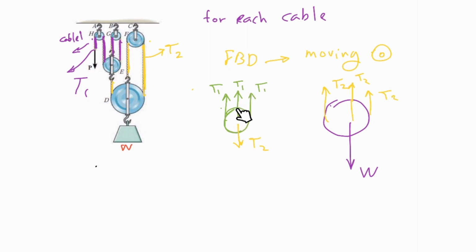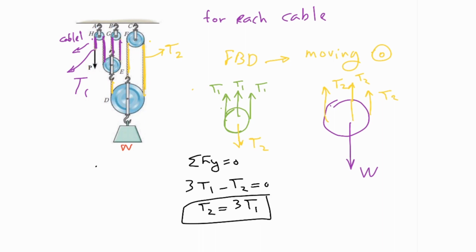If you take the moment around the center, these guys are canceling out each other, and these guys are going through that point, meaning that would be 0 equal to 0. Then only writing down sigma Fy is enough for these guys. I know I have 3 T1 positive minus T2 equal to 0, meaning that T2 is 3 times T1. This is the first equation.